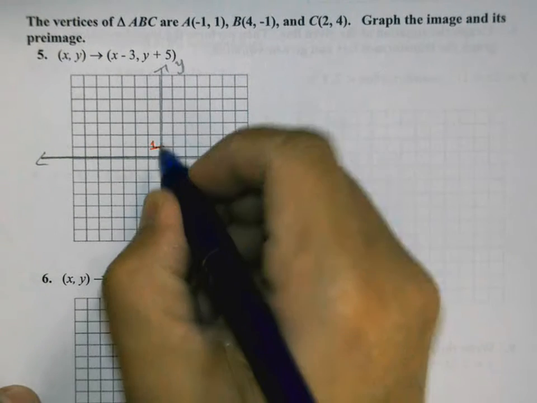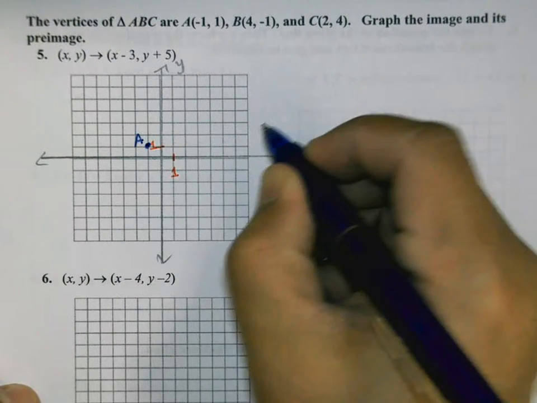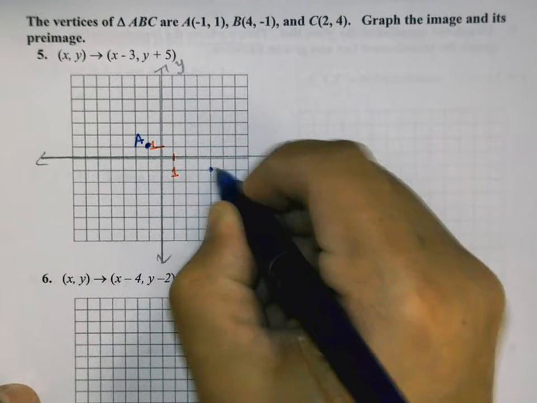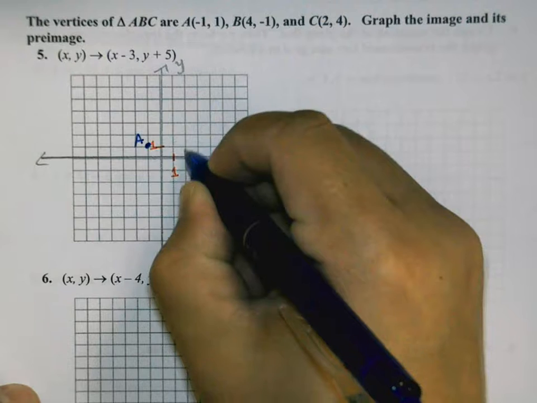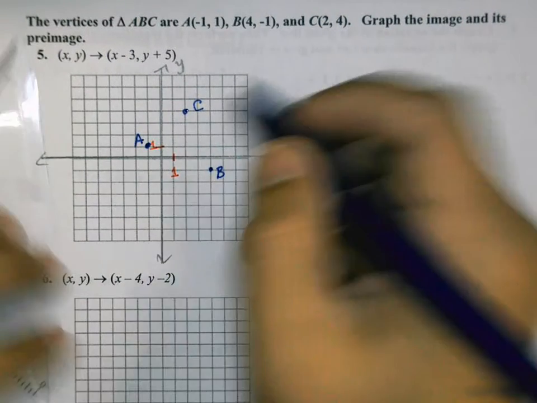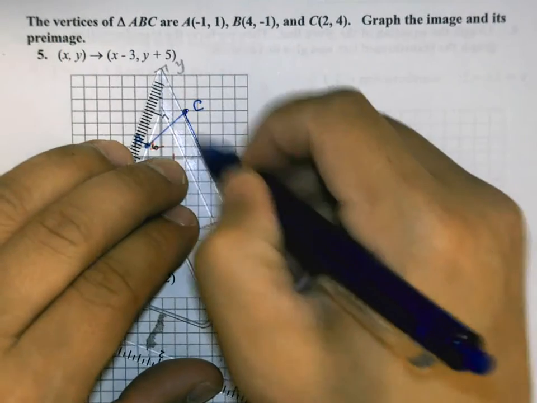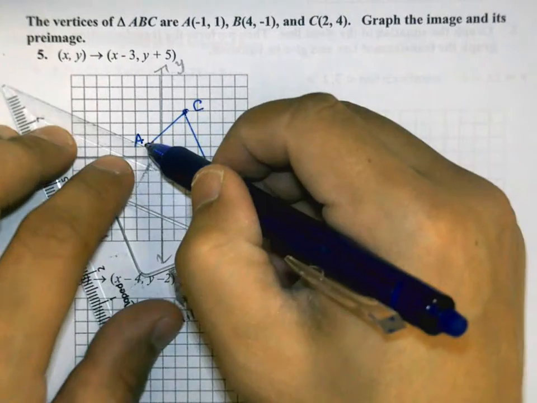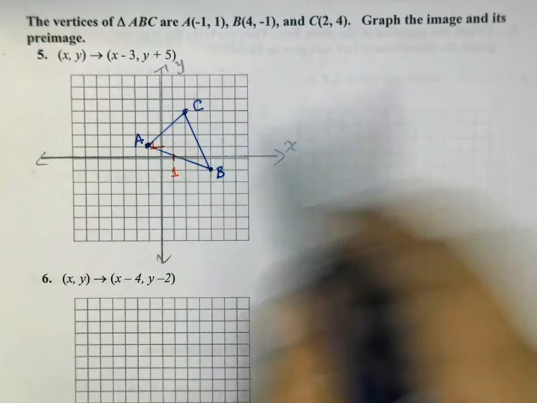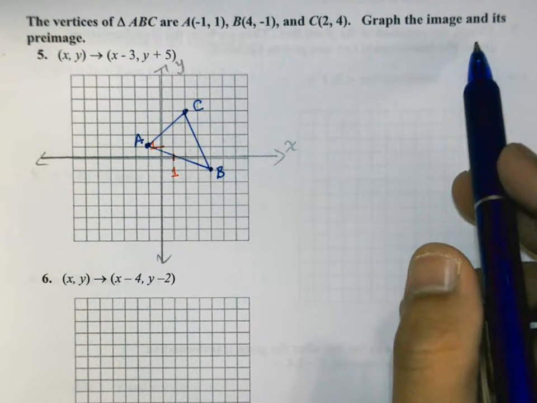Let's graph ABC. Negative 1, 1 is here. 4, negative 1 is 1, 2, 3, 4. Negative 1 is down here. That's B. And C is 2, 1, 2, 3, 4 up here. So this is triangle ABC. Connect that with a straight edge. This is the pre-image, and now the question asks us to graph its image.